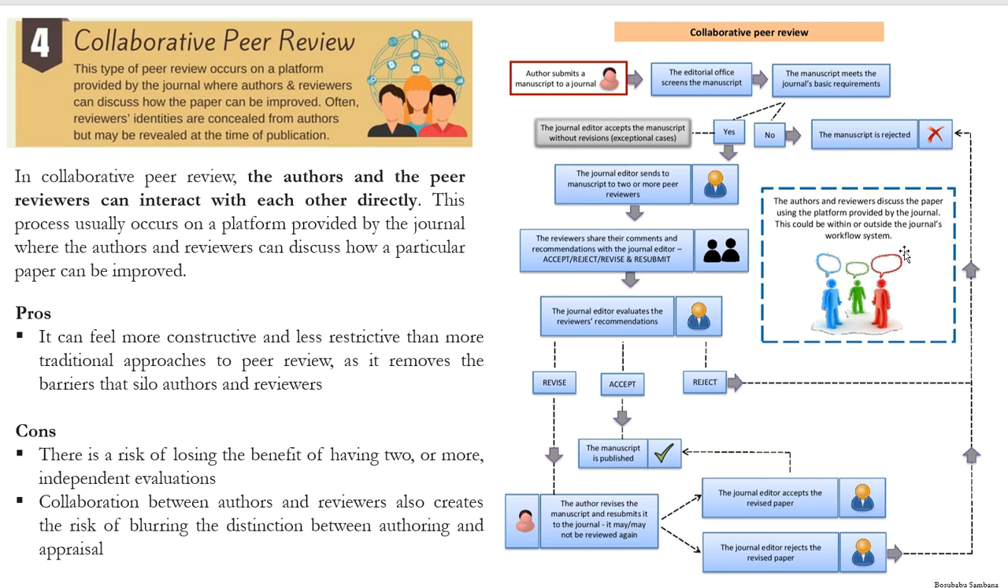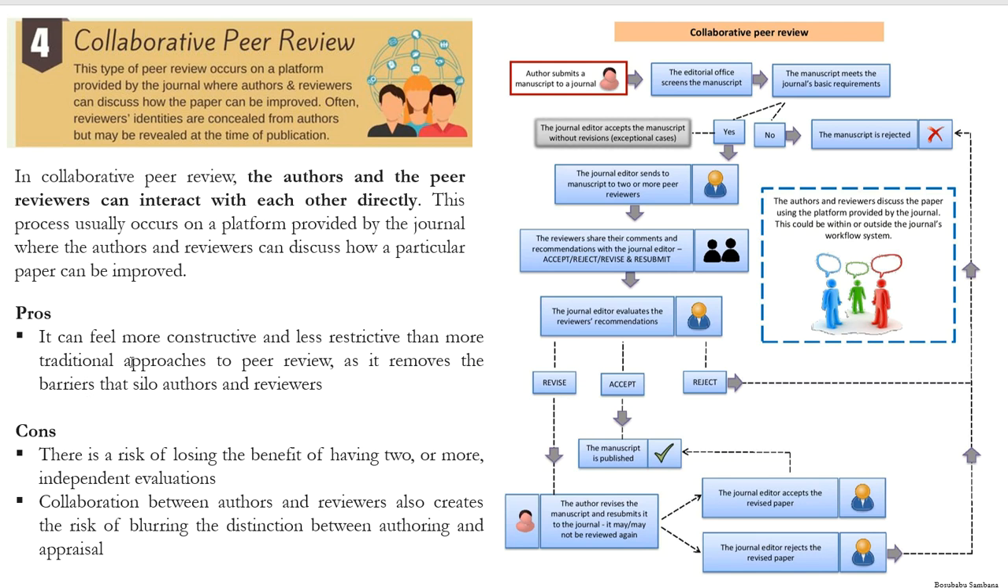Okay, next, in collaborative peer review, the authors and reviewers can interact with each other directly without any intermediate channel. This process usually occurs on a platform provided by the journal or conference where the author and reviewers can discuss how a particular paper can be improved. This kind of environment is widely used, like ResearchGate.